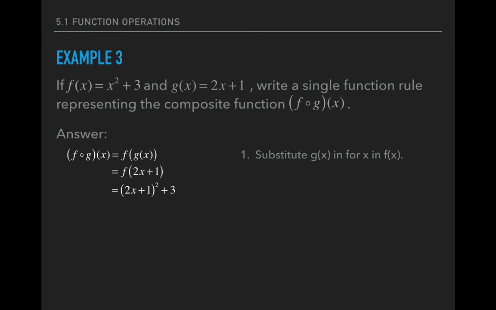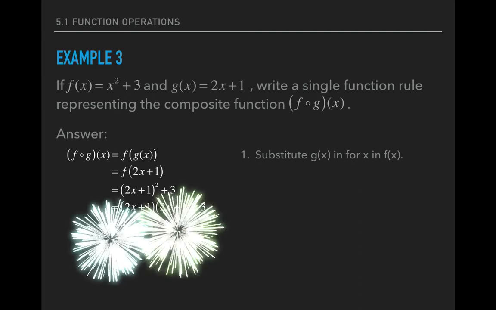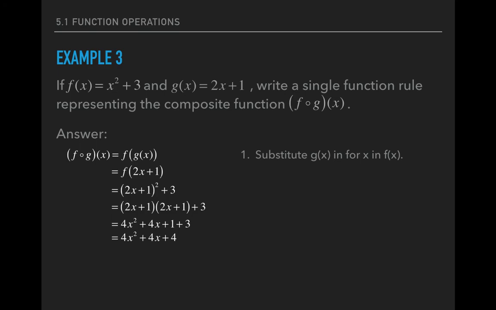We can expand that binomial squared, or we can write that 2 times and use distribution. But you would get 4x squared plus 4x plus 1, and then that plus 3 at the end. Simplifying would give us 4x squared plus 4x plus 4.